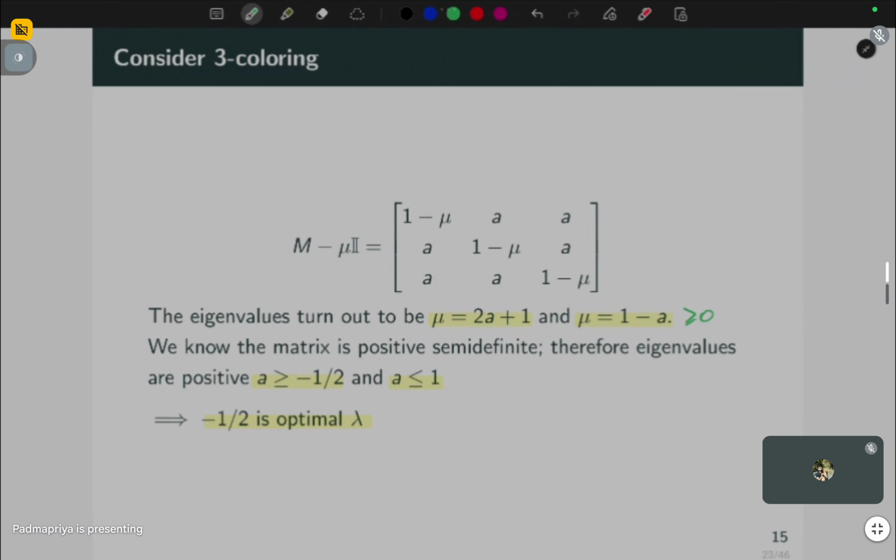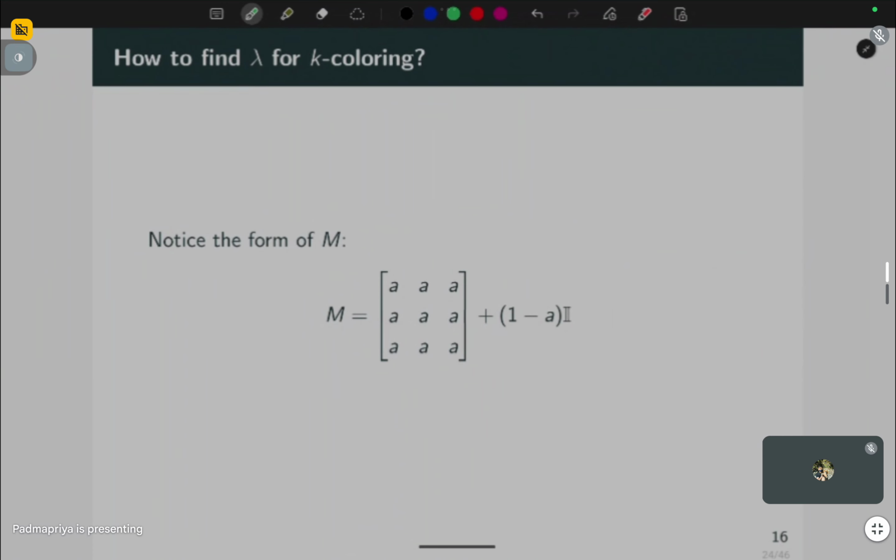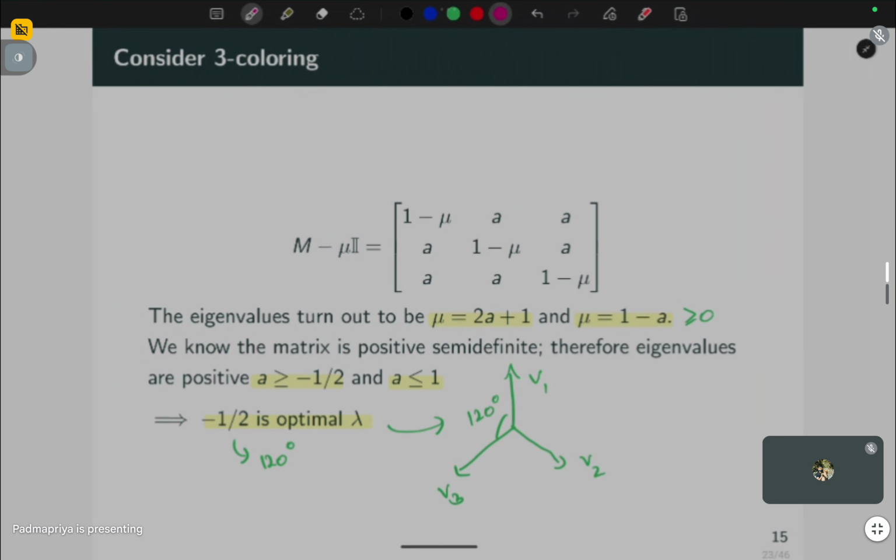This is the optimal solution, and this corresponds to cos minus half, which is nothing but 120 degrees. So the intuition we had was right. The vectors are going to be 120 degrees apart in R3 also. And you can convince yourself in bigger matrices also it is going to be the same. But how can you do that when you have K coloring? Then you have an Rn dimension matrix. It's not going to be easy to find eigenvalues in this form.